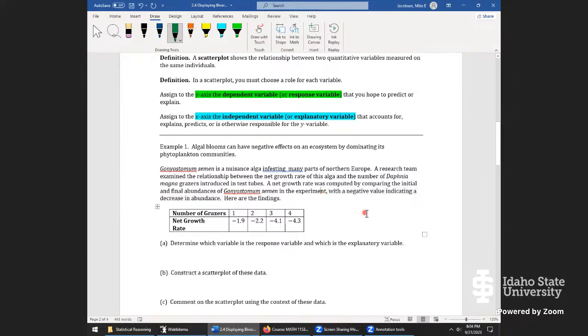So here's what they did in the experiment. In one test tube, they just put one animal, one grazer that's eating the algae. The growth rate was negative 1.9. Then they put in 2 grazers, and the growth rate became more negative at 3 grazers, and same with 4 grazers. So our goal here is now to determine which variable is explanatory and which variable would be response. Remember, the explanatory variable is the one that's trying to predict something, and the response is the thing that we're trying to understand or control in some way. Any volunteers for which one should be explanatory in this problem?